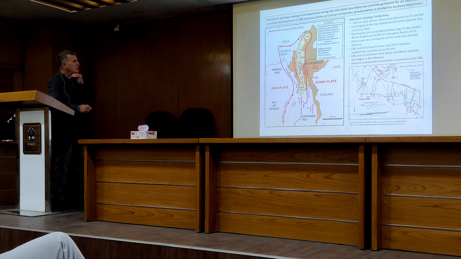Picture of the central, the yellow one here is the central depression, basin depression. And it's broken up into several sub-basins. And the green dots are the oil fields. So you can see it's pretty much within the onshore oil here. It's pretty much within the central basin depression, the CBD here. And then the sub-basins are named like that. And of course, these are gas fields that are offshore.